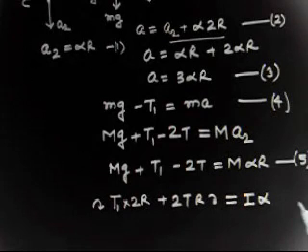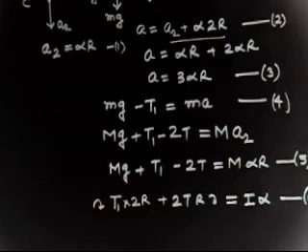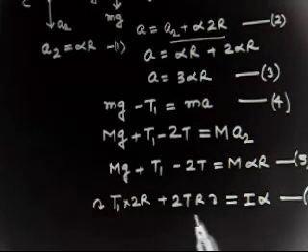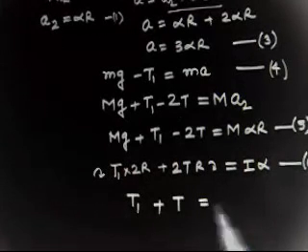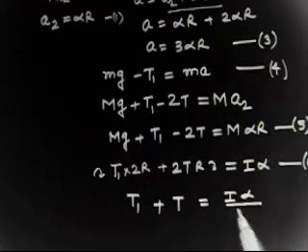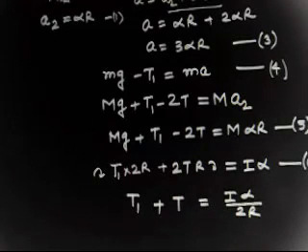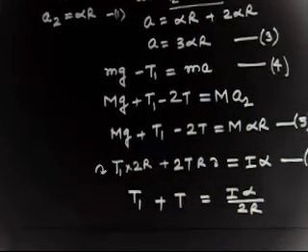Are you getting? So we have this equation, equation 6. I can modify this equation also by dividing by 2r. So I can write T1 plus T is equal to I alpha by 2r. Now I have equations number 4, 5, 6. Now let us try to solve these three equations.